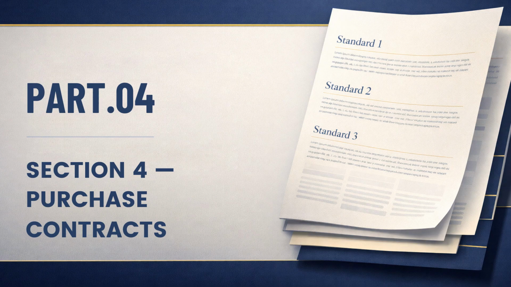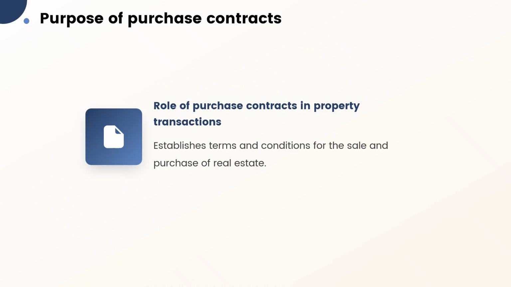Now let's move from the seller and broker relationship to the buyer and seller relationship. This brings us to the purchase contract. This is where the transaction really starts moving towards closing. A purchase contract establishes the terms and conditions for the sale and purchase of the real estate. Think of it like the roadmap for the transaction.